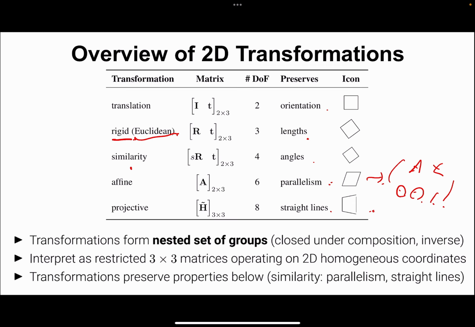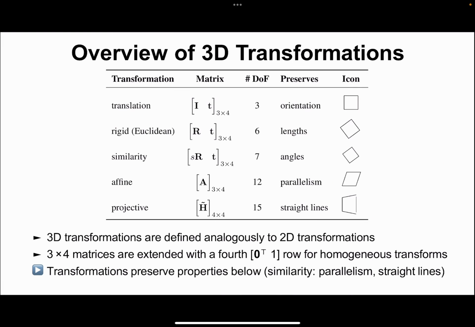This just says superset. Translation preserves all the things. Rigid transformation preserves length, angle, parallelism, and straight lines. You can understand this. So anyway, this is a summary of 2D transformation, and we can extend this to 3D. It'll be a little bit more complicated, but a similar thing is happening in 3D space as well.